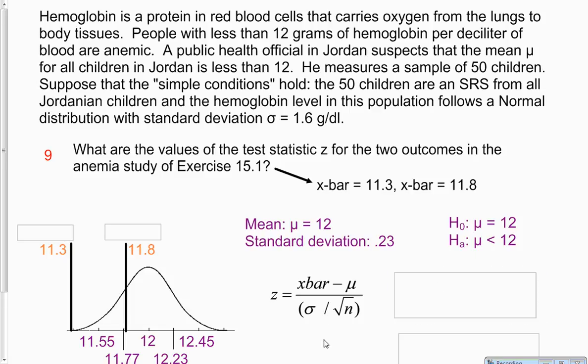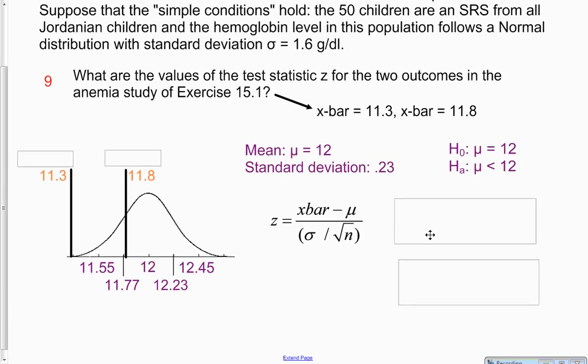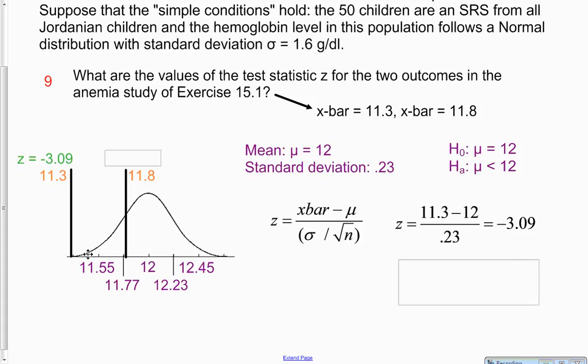So let's go ahead and figure out what it is for these two numbers. First one, we take our 11.3, we plug it into the formula for X bar. Mu we know is 12, standard deviation was 0.23, or if you want to be more exact, you could type in 1.6 divided by the square root of 50, and that's going to give you something close to -3.09. So the Z-score here is -3.09, which is going to be the same thing on this normal curve if this was a standardized normal curve.